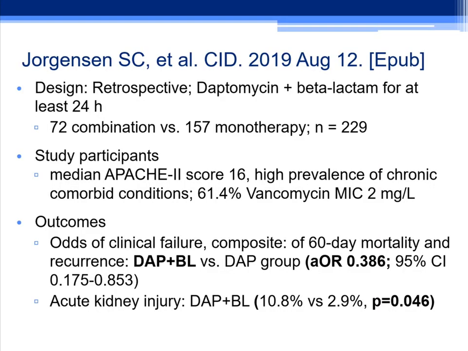Fast forward a few years, Jorgensen and colleagues did a retrospective study of dapto plus a beta-lactam for at least 24 hours, not particularly focusing on ceftriaxone. They were able to show that for 60-day mortality and recurrence, dapto plus a beta-lactam had an adjusted odds ratio that favored combination therapy compared to dapto alone. But once again, you did have acute kidney injury come about with the beta-lactam.